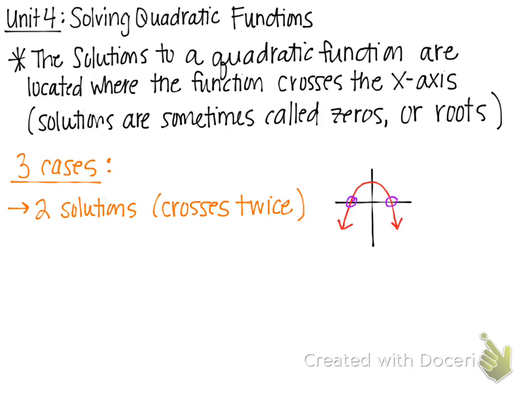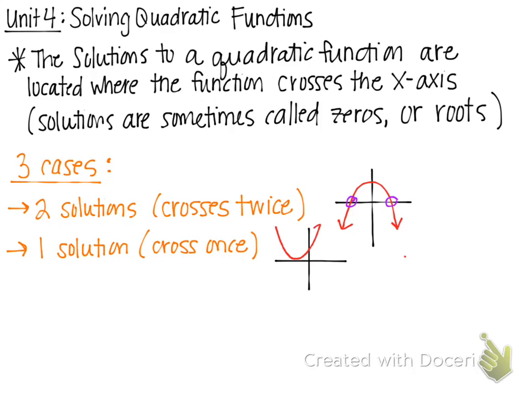Now the next case is if it has one solution. That means that it's only going to cross once. So for this one, let's draw it. Our quadratic function is just going to barely touch the x-axis. So it has one point where it crosses, which is right there.